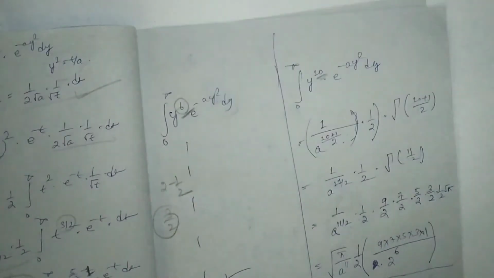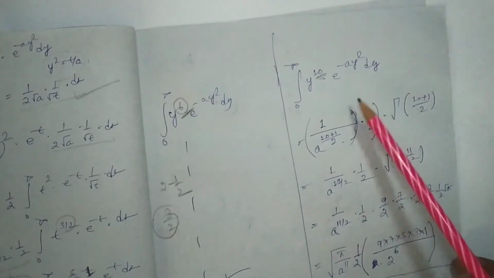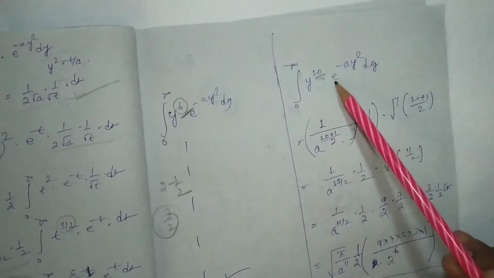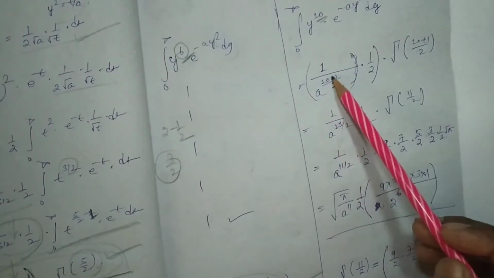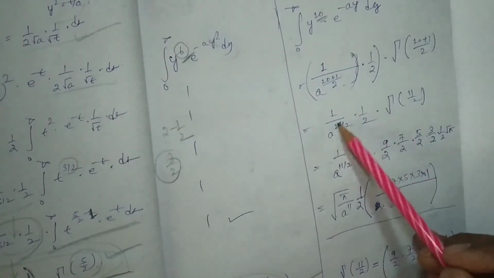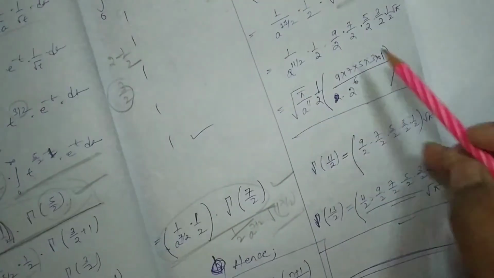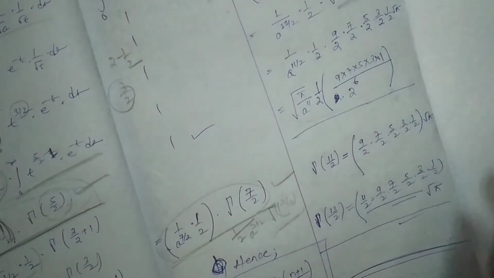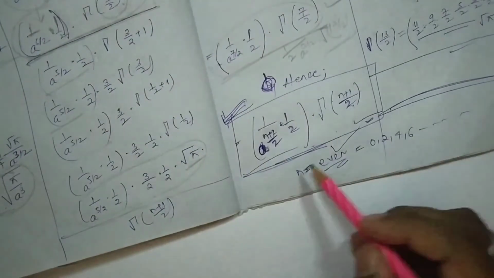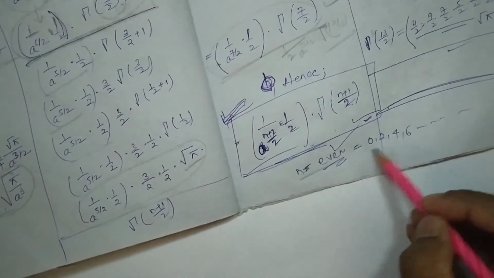If we consider n equal to 10, then integral of y to the power 10 into e to the minus a y square dy will be 1 by a to the power 10 plus 1 by 2, that is 11 by 2, into 1 by 2 into gamma 11 by 2. Gamma 11 by 2 you can find. So in this way we found the result, and when n is odd, that will be 0.